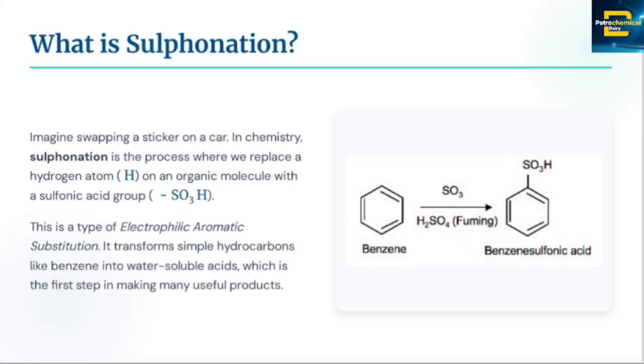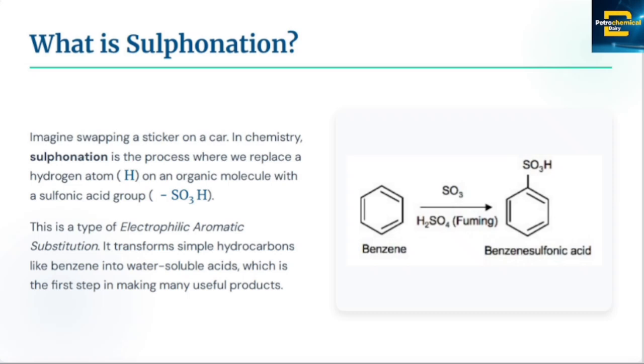So for us to now understand electrophilic aromatic substitution, let's define it. Electrophilic aromatic substitution is a fundamental organic reaction where an electrophile replaces a hydrogen atom on an aromatic ring, typically benzene, to form a substituted product while retaining the ring stability. So this electrophilic aromatic substitution explains the diagram that is here.